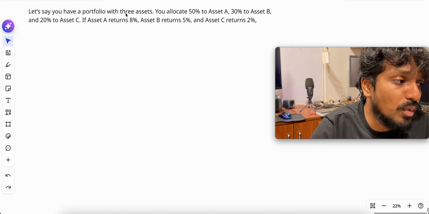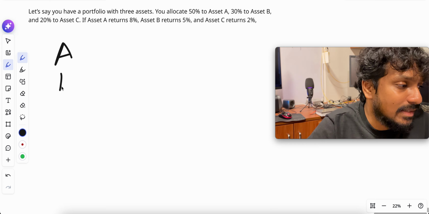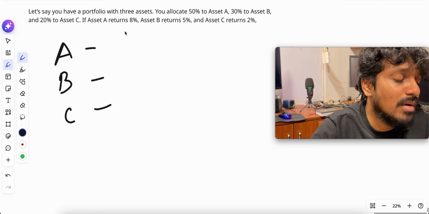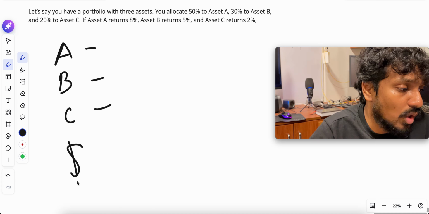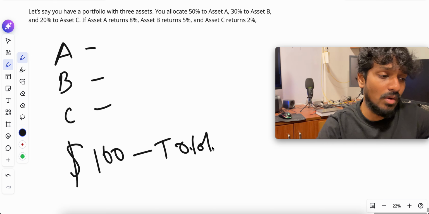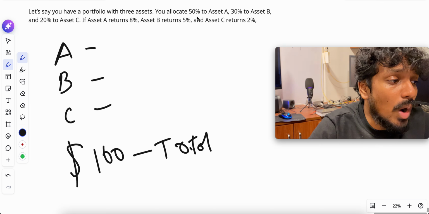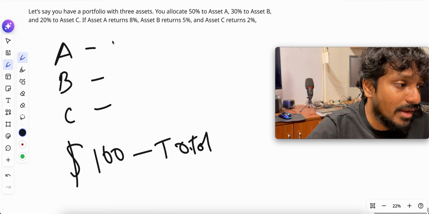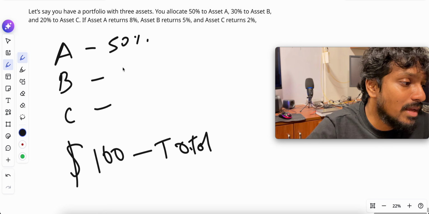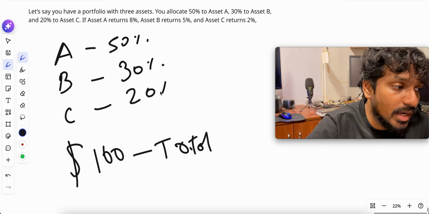Let's say you have a portfolio with 3 assets. So let me have asset A, asset B, asset C. Okay, in that let me assume I'm having $100 in total. This is the total, don't confuse. In that, what I have given here is you allocate 50% on asset A, 30% on asset B, and 20% on asset C.